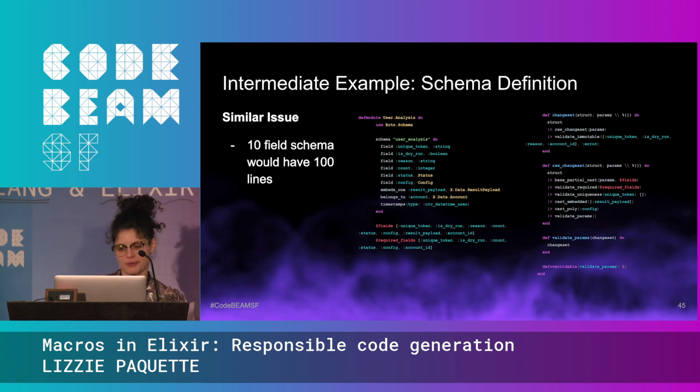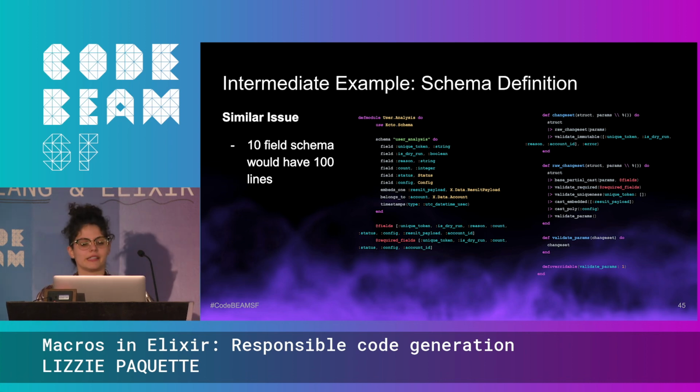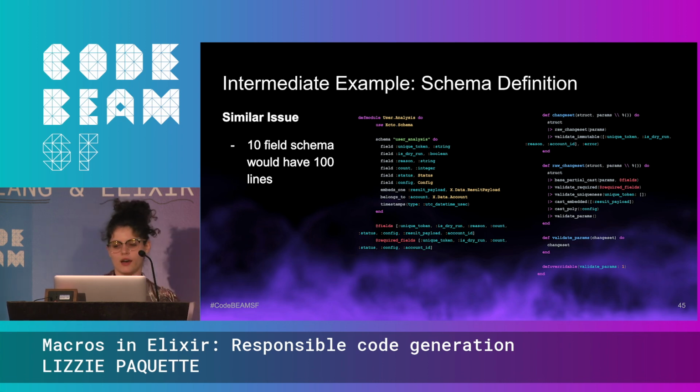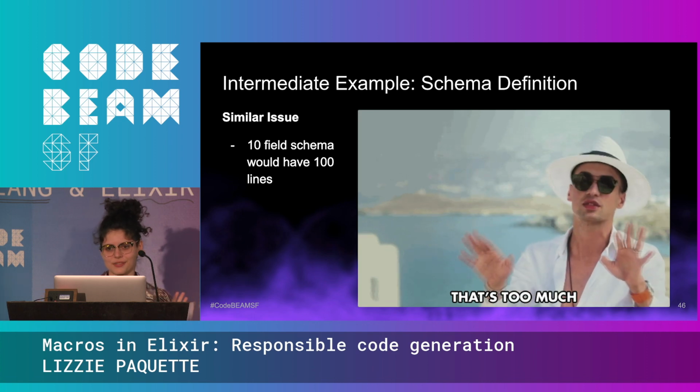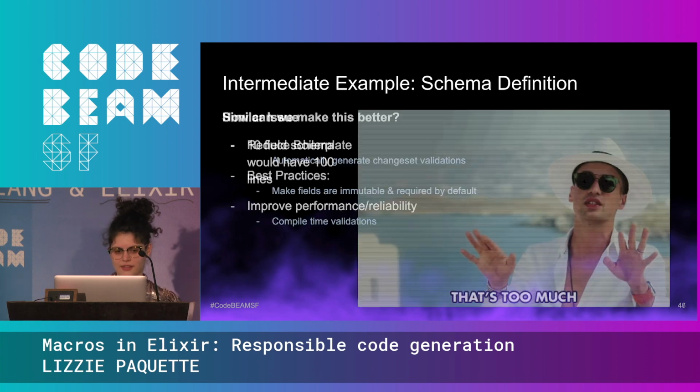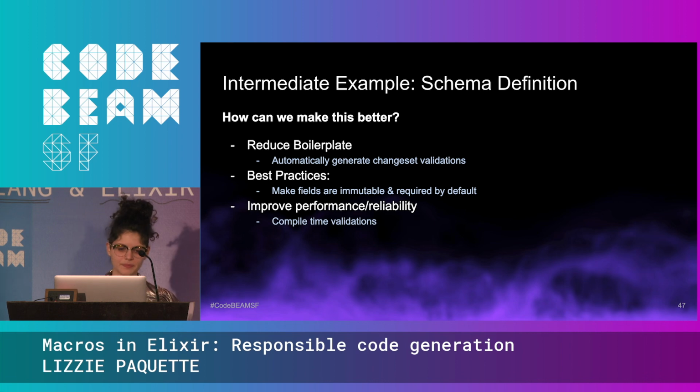So another example is schema definition. The structs, you could say, oh, it wasn't that many lines, it was okay. As we were defining schemas, we would have a 10-field schema that would eventually have 100 lines of code when it had all of the checks that we wanted, all of the change sets that basically looked the same across schemas. So we said, that's way too much. Is there a better way?